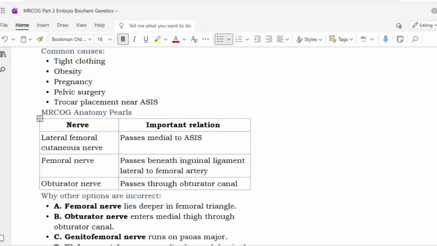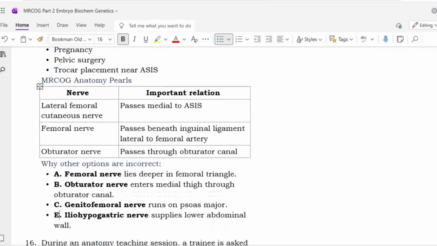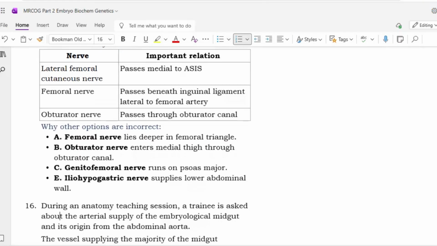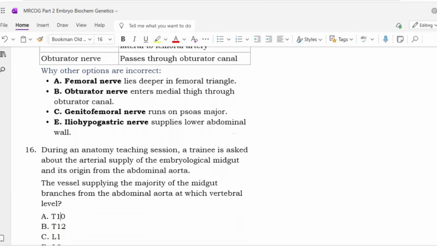The femoral nerve passes beneath the inguinal ligament, lateral to the femoral artery. Again, the relationship is very important: femoral artery, femoral vein, and so on. The obturator nerve passes through the obturator canal. Why are the other options incorrect? The femoral nerve lies deeper in the femoral triangle. The obturator nerve enters the medial thigh through the obturator canal. The genitofemoral nerve runs on the psoas major, and the iliohypogastric nerve supplies the lower abdominal wall.